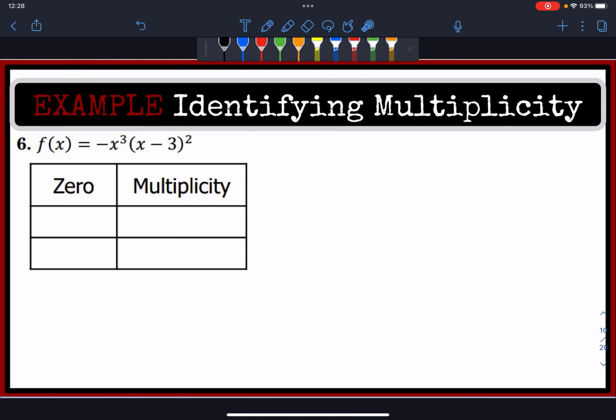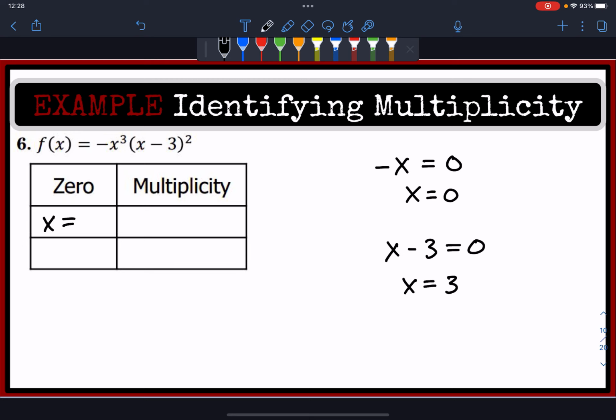So look, try this example here. What are the zeros and their respective multiplicities? So for the first one, let's check your work. Negative x to the 3rd power, well, I'm sorry, just negative x. Don't worry about the degree right now. So here, negative x is equal to 0 by having x just be 0. And x minus 3 equals 0 by having x equal positive 3. So my two zeros are 0 and 3.